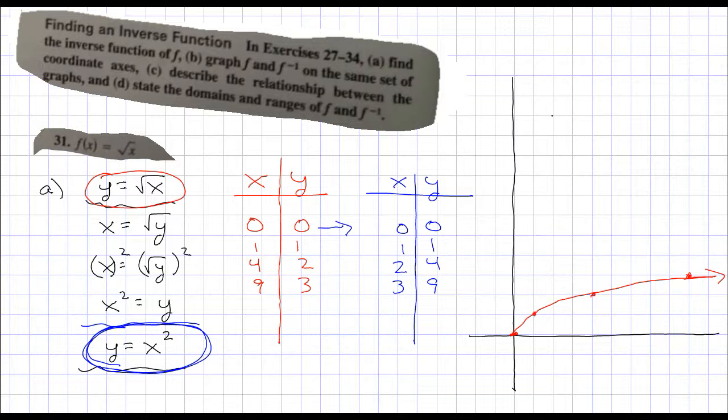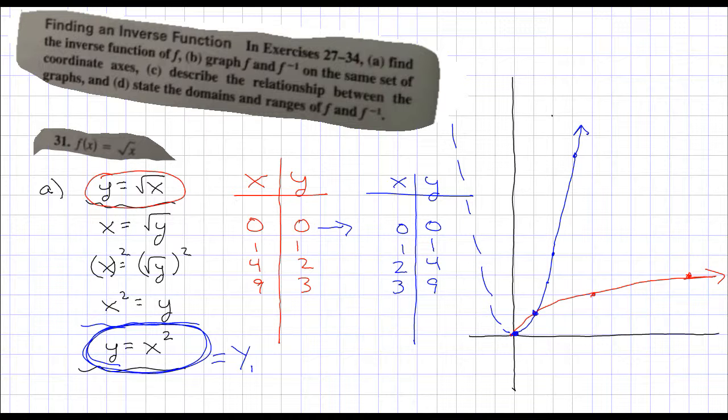And now if I graph these, (0, 0), (1, 1), (2, 4), and (3, 9). Okay. So the inverse function will look something like that. Now, if you were to graph this on the calculator as y1, the calculator would show a graph on this side coming down, as it should.